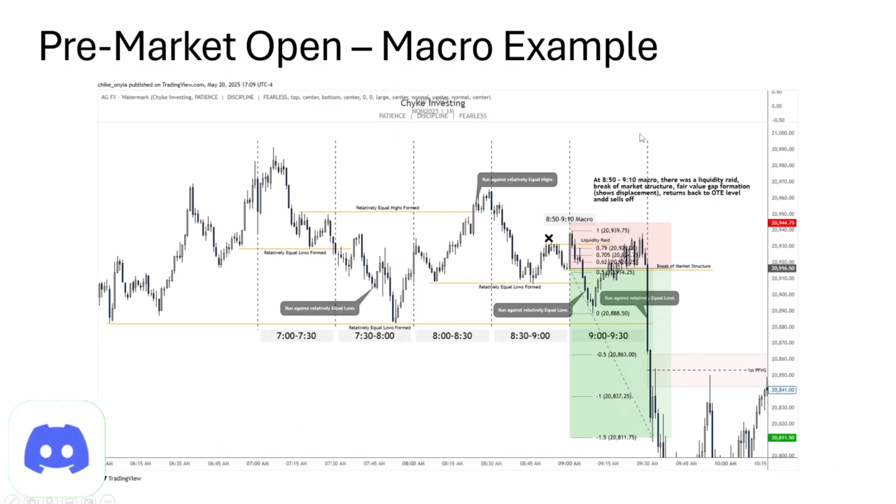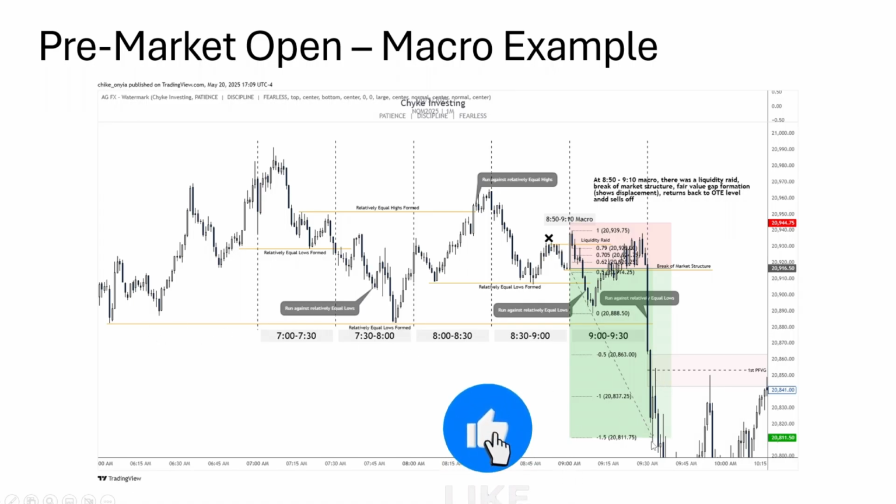Now, here at the pre-market open, there's also another example where it's actually macro time. This is the same slide as before, but look at 8:50 to 9:10 right here. There's been a short-term raid on liquidity, break of market structure, and a fair value gap forms right here. Price turns back to the OTE level. Your stop loss would go above this candle's high, right? And then you can aim lower because you have these relative equal lows here.